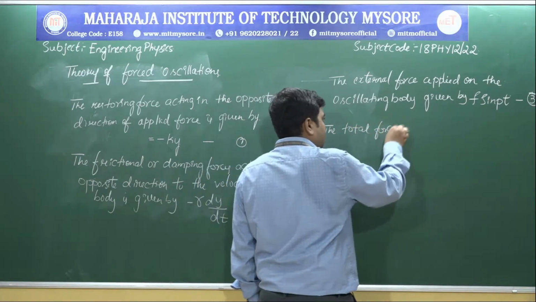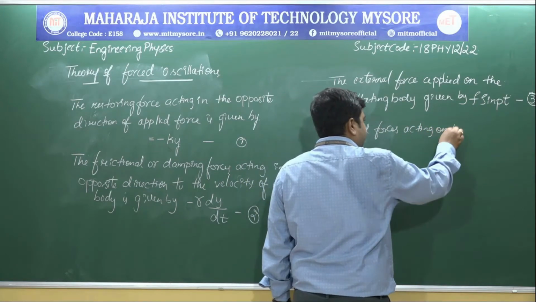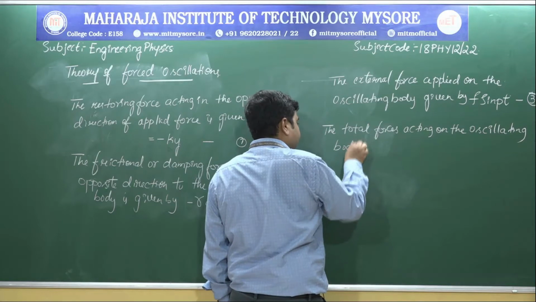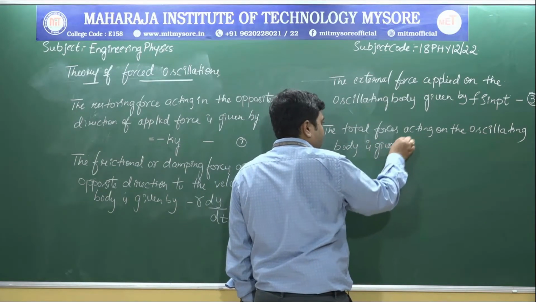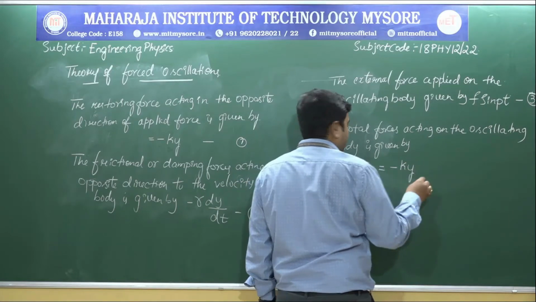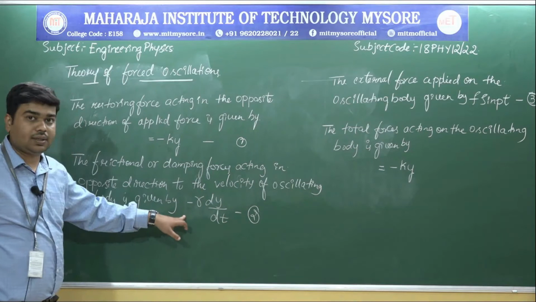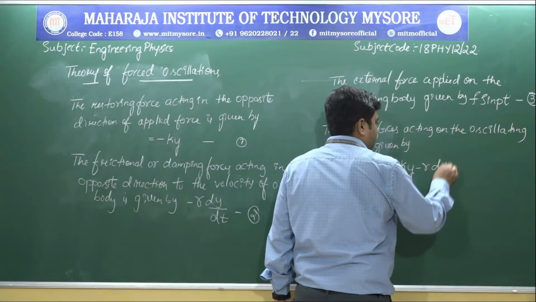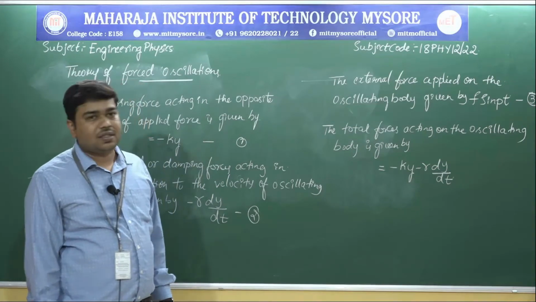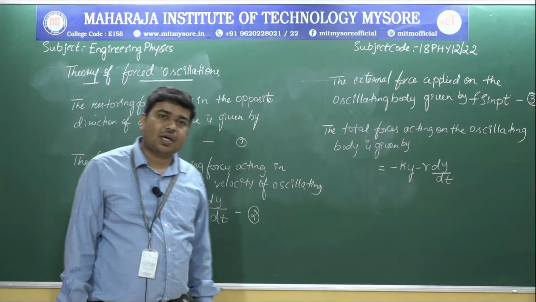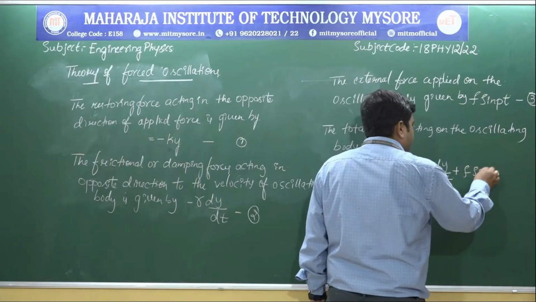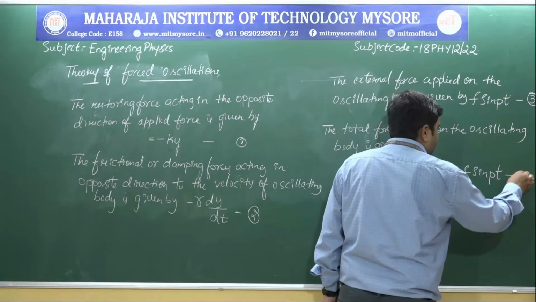We'll call this the total force acting on the oscillating body, given by, so we'll set equal to, the first force, minus k into y, the second force, minus r into dy by dt. Now the third force is F sin Pt, where F is the amplitude of the applied force and P is the angular frequency of the applied force. Because of that, we have to add this term F sin Pt to the equation. So we'll call this the equation.